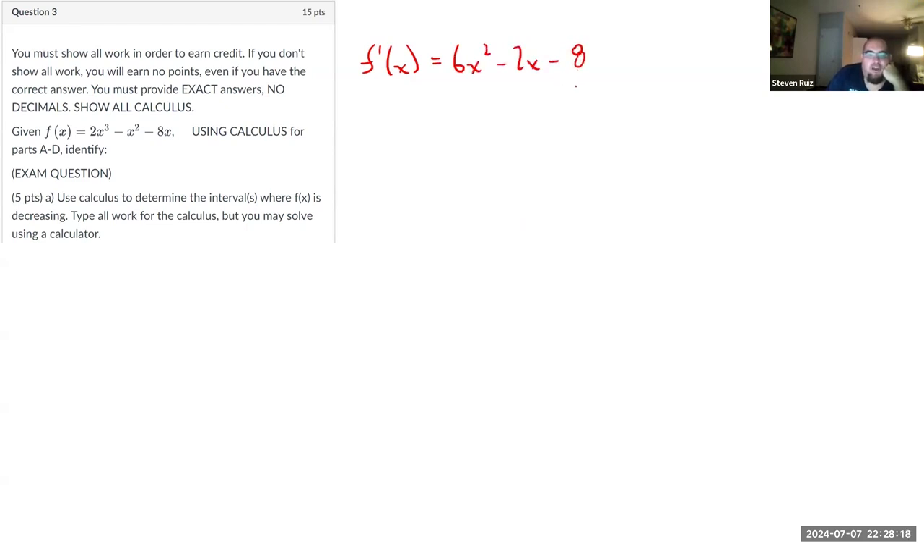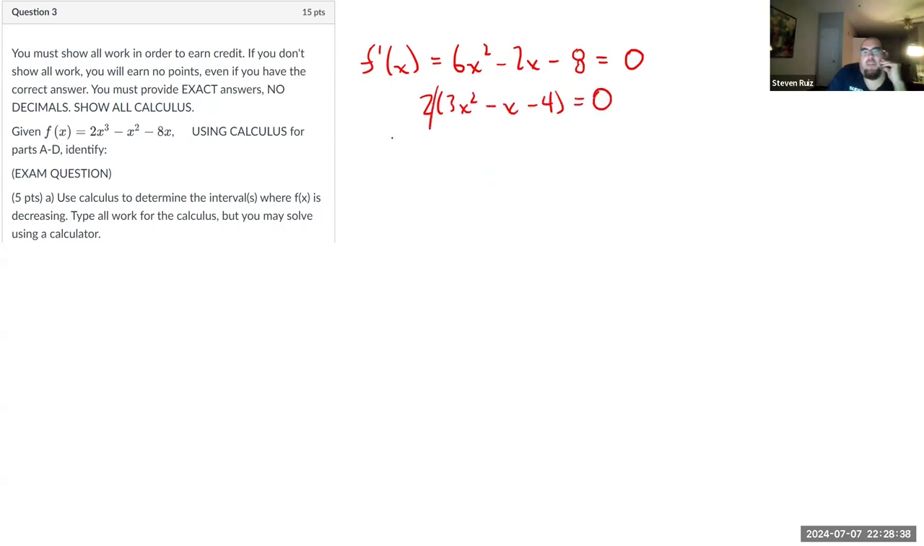All right. If we want to find out where this thing is equal to 0, we might as well figure out where the critical points are. So let's set this thing equal to 0. I can factor out a 2: 3x squared minus x minus 4 equals 0. Divide both sides by 2.